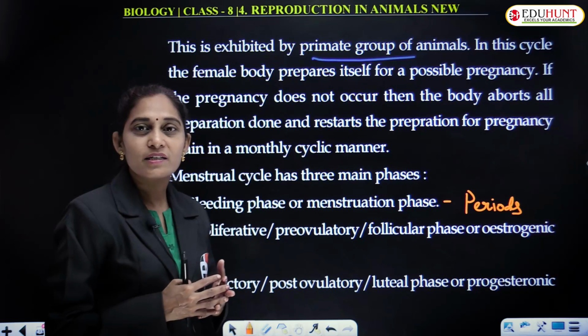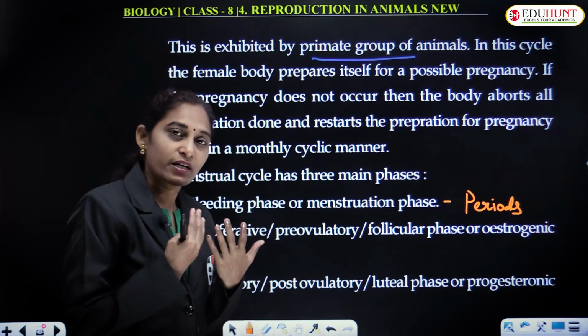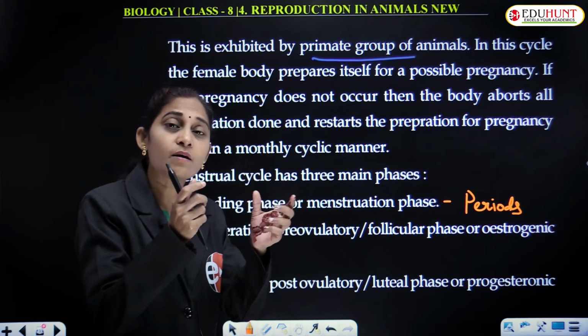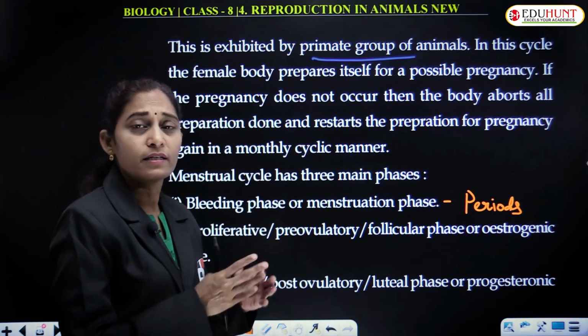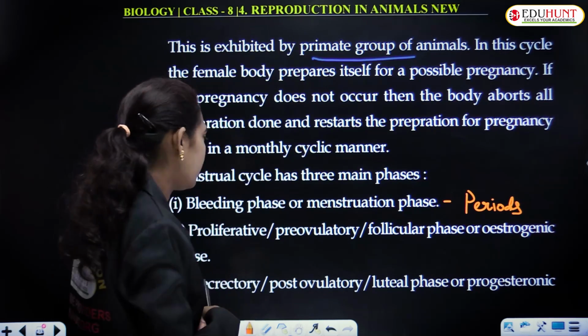Bleeding ఎందుకు జరిగింది? Because the egg is not fertilized by the sperm. Egg fertilize కాలేదు కాబట్టి ఇందాకంతా మనం చెప్పుకున్నది యూటరస్ వాల్ థికెన్ అయింది కదా, లైనింగ్, ఆ లైనింగ్ అంతా షెడ్ చేసేస్తుంది. Through the vagina it releases as a bleeding fluid.